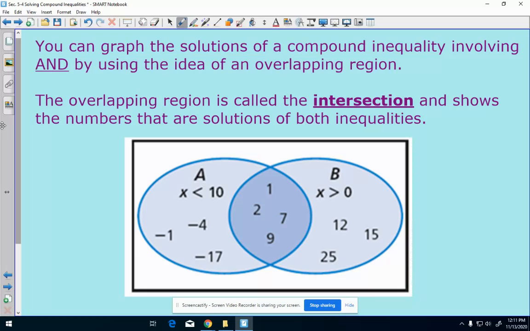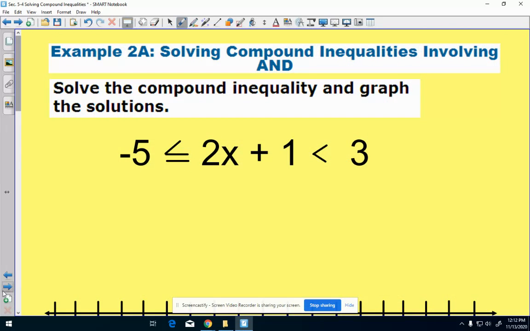Both circles are sharing this common space together. So the word would be and, right? I'm looking for things that are bigger than 0, but are also less than 10. That's why these two things overlap each other. So in a graphical sense, that's how you would think about it, as them sharing space together. In an algebraic sense, it looks like that.